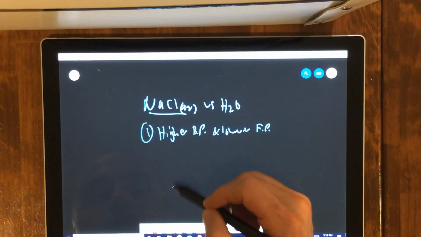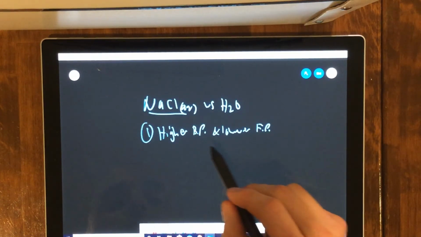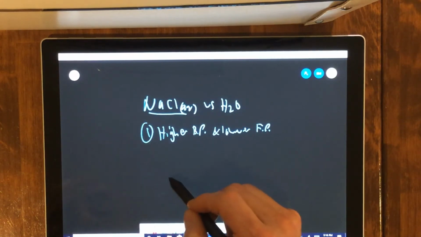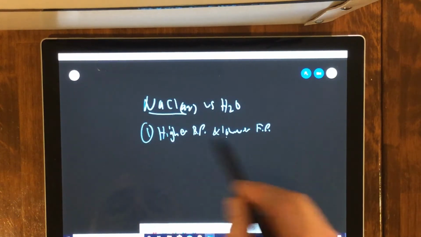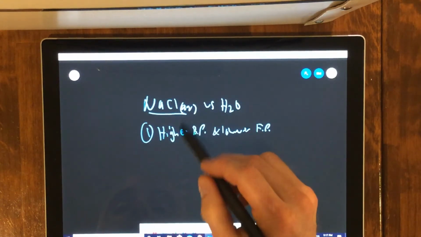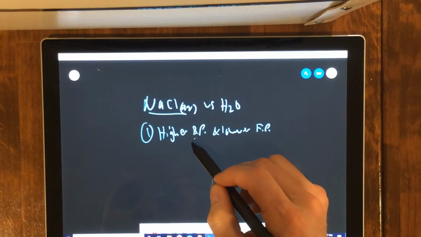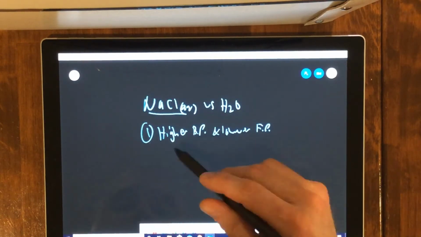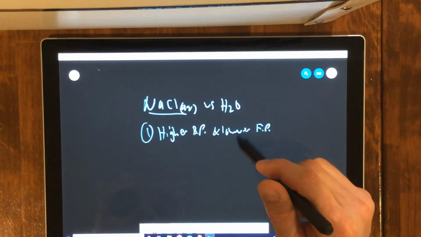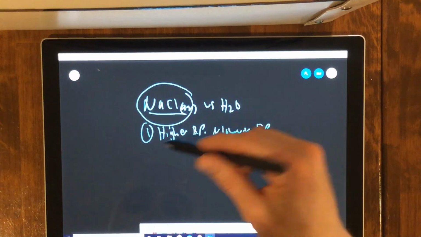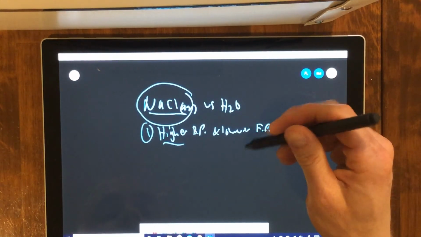But then the other choices, they'll say higher boiling point, higher freezing point. Lower boiling point, lower freezing point. Lower boiling point, higher freezing point. So they'll switch those words, or they'll say NaCl has increased boiling point, decreased freezing point. So they might use the words higher, lower, decrease, increase. The point is, add a solute, boiling point goes up. Add a solute, freezing point goes down.